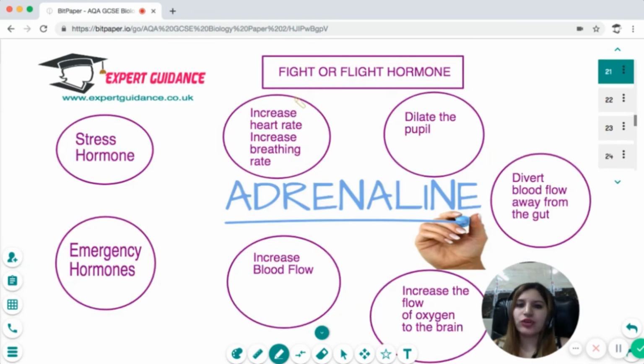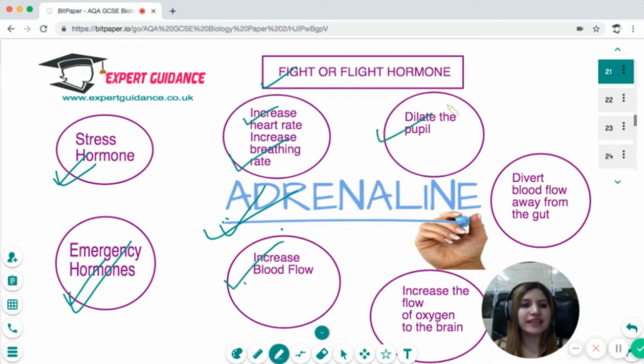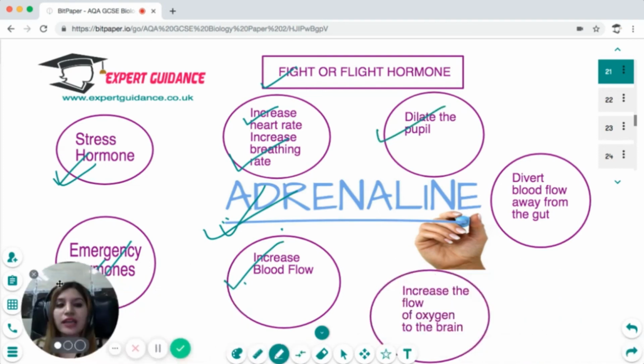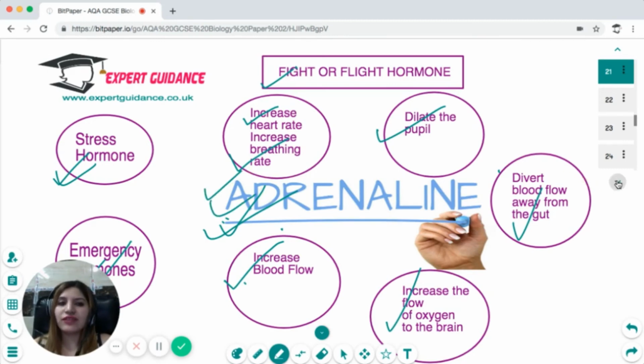Now you should know there's another hormone called adrenaline, which is a fight or flight hormone. It is a stress hormone, an emergency hormone. What effect does it have on your body? It increases your heart rate, it increases your breathing rate, it increases the blood flow, it dilates the pupil, it diverts the blood flow away from the gut, and it increases the blood flow and oxygen to the brain, so that you become more alert and take quicker action. Okay, so you should know the effects of adrenaline.